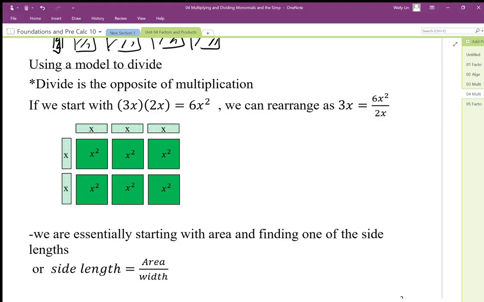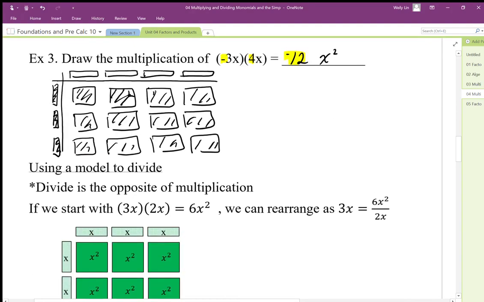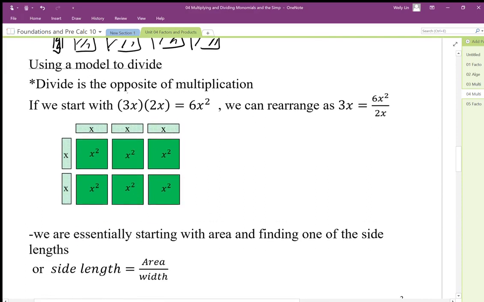Multiplication and division are the same thing, but they're just the opposite operations. We're going to use the exact same picture. So we use the same picture to multiply as we do for division. The difference is when we are setting up the multiplication, we have length times width equals area. So here's my length, here's my width, here's my length times width, and there's my area.